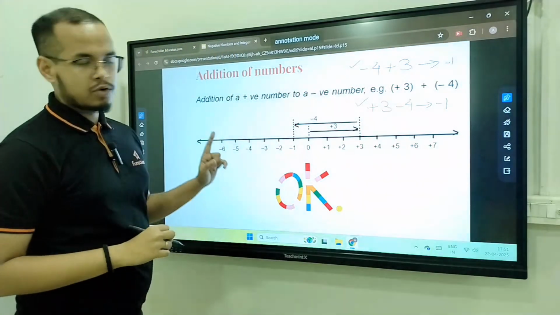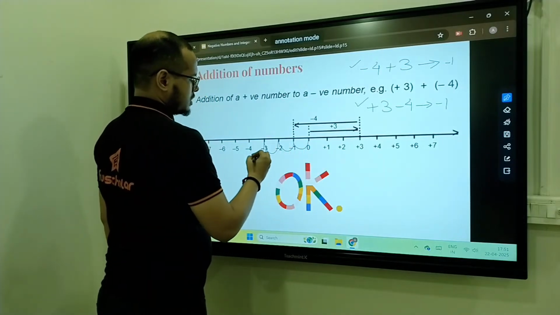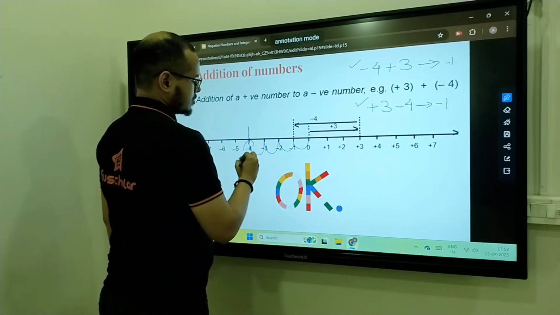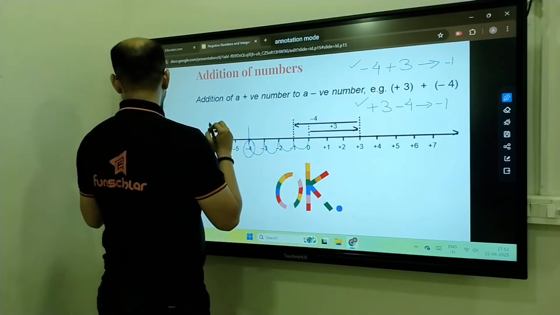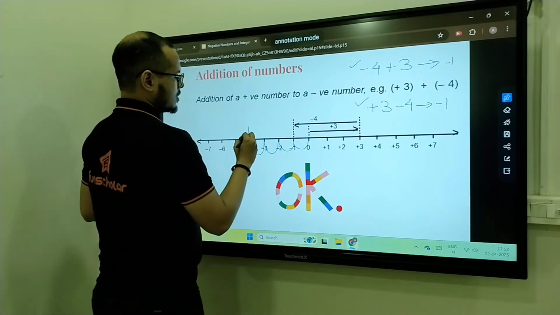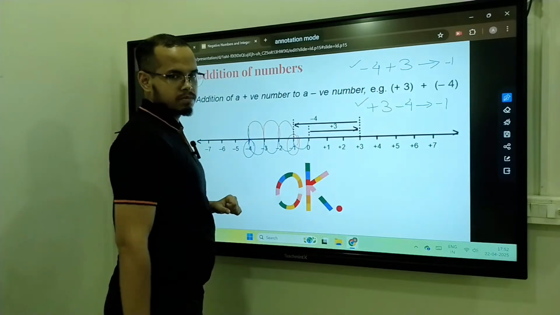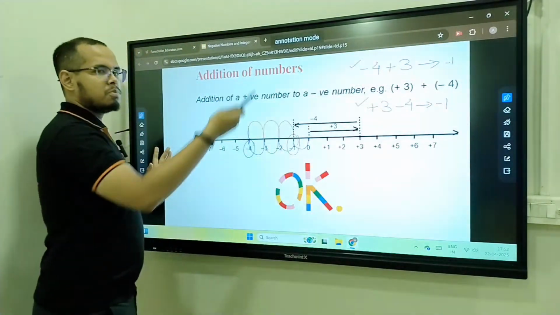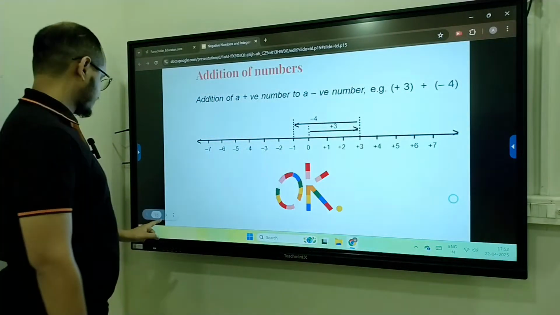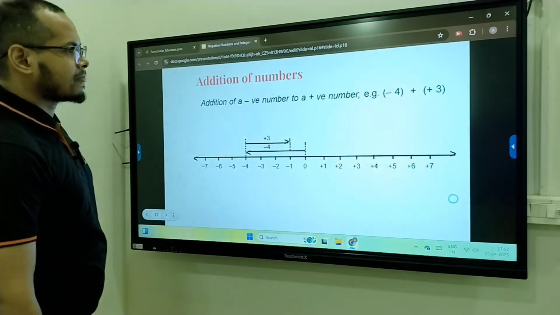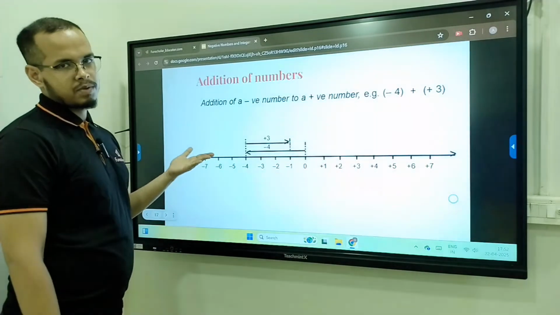So if you have minus 4 first, then we'll start off with 0. 1, 2, 3, 4. We have reached minus 4. From minus 4, we need to add 3. We are adding, let me change the color of the ink. 1, 2, 3. We got our answer, same as minus 1. So we can do it in both of the manners. Okay. See, it's the same thing. We're getting the same value, minus 4 plus 3.